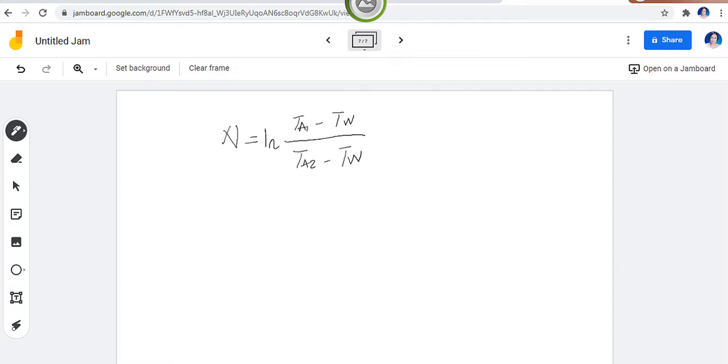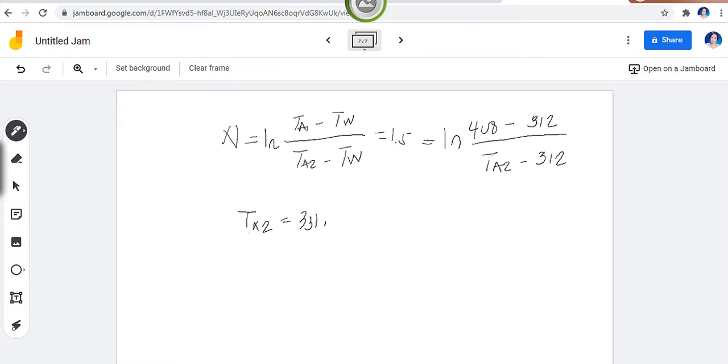So in this case, now it's mentioned in the problem that this one is 1.5. So you will have to equate this to the ln of, so your TA1 is 400, your wet bulb temperature is 312. This is the outlet temperature that we're trying to find, and you have 312 for the wet bulb temperature again. So from the N formula, the number of transfer units that is, we're able to find TA2. So TA2 is equal to 331.5 Kelvin.